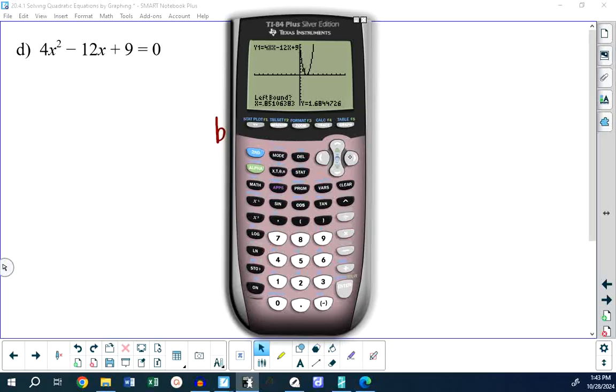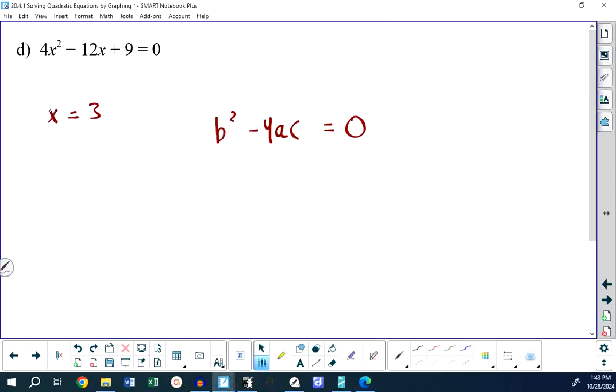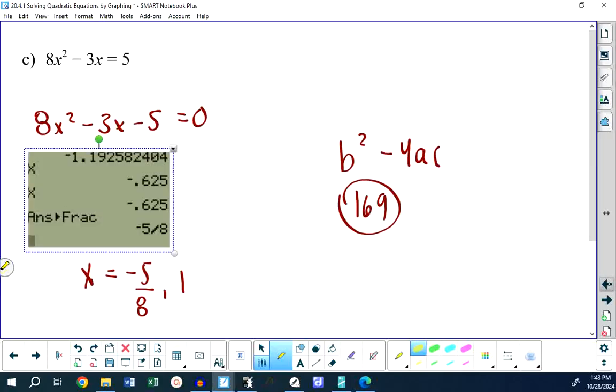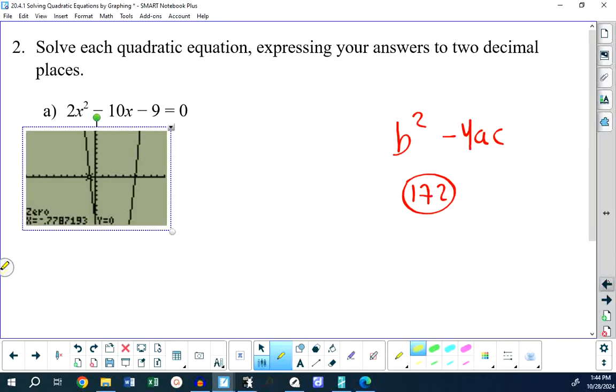How many of you suspect this is one of these cases where it just touches? You would be right, and it's 3/2. So here's what I want you to think about right now. This is rational. These are rational, right? -5/8 and 1 are rational numbers, which means they can be written as fractions. This is not rational, obviously. This is not rational, right?